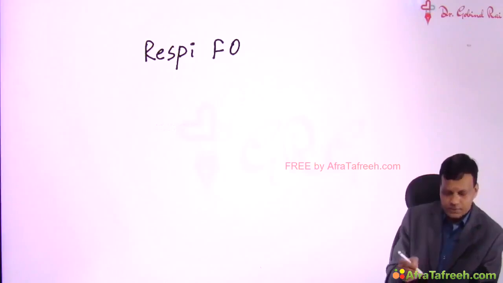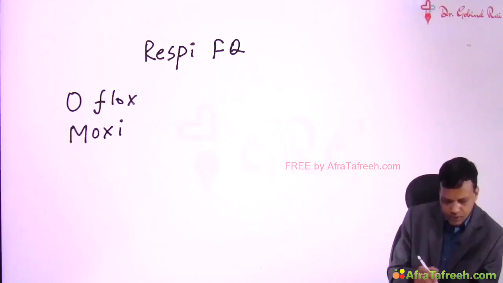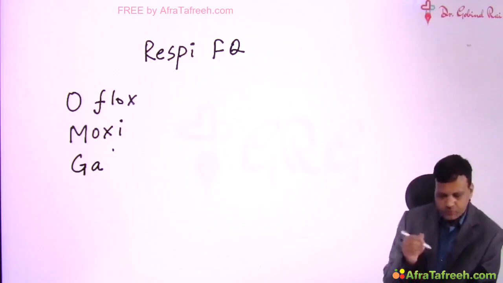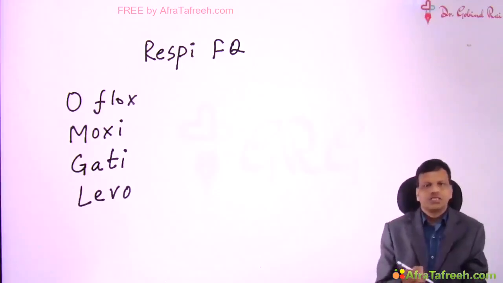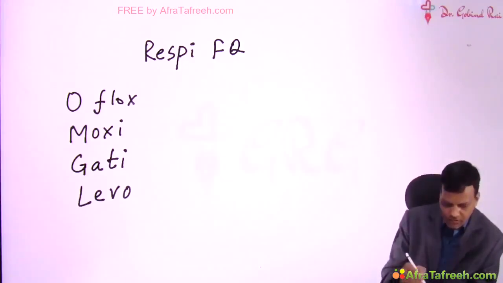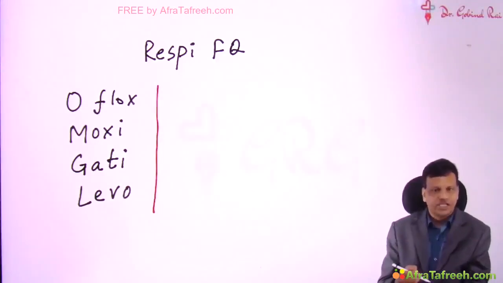It is called respiratory fluoroquinolones. So some fluoroquinolones are called respiratory fluoroquinolones. The examples are ofloxacin, moxifloxacin, gatifloxacin and levofloxacin. Now why are they called respiratory fluoroquinolones? Because they can kill almost any bacteria which cause respiratory tract infection.